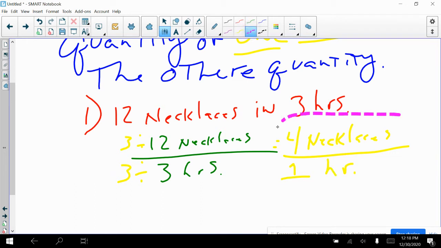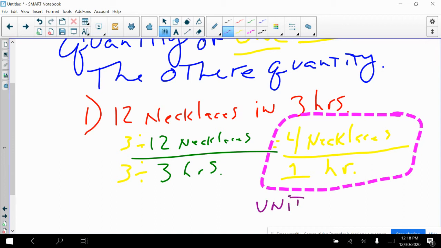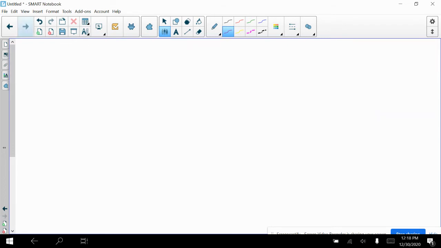Okay, so this is our unit rate. Oops, not rates, just the rate. Okay, why is that a unit rate? Because it has a 1 in it. We found out that we can make 4 necklaces in 1 hour. Okay, the word unit is associated with the number 1. Okay, let's try another one.